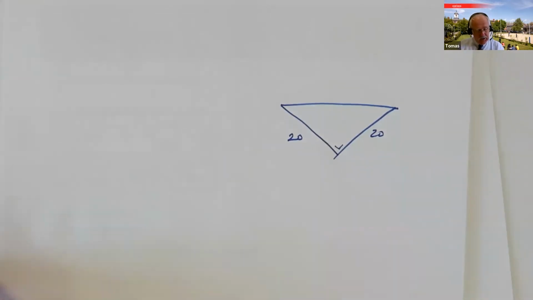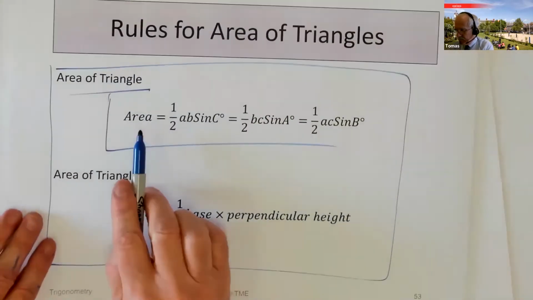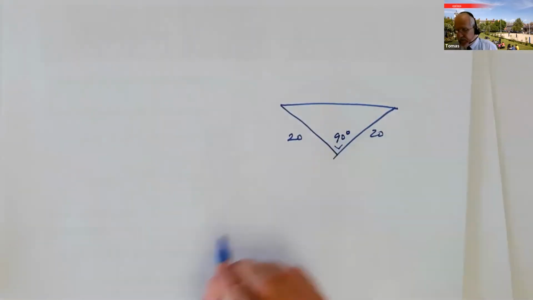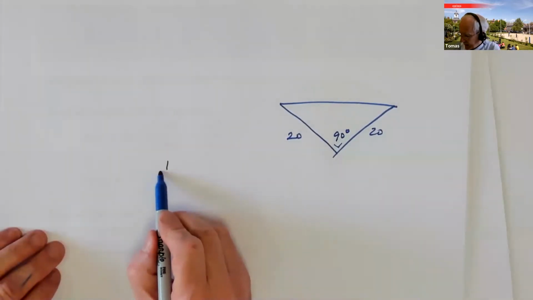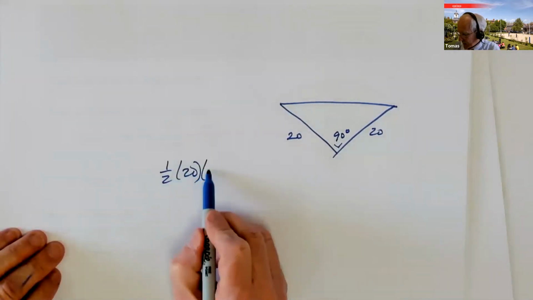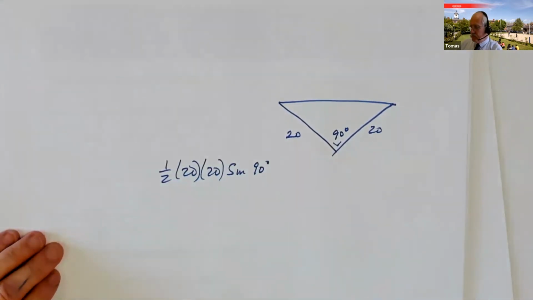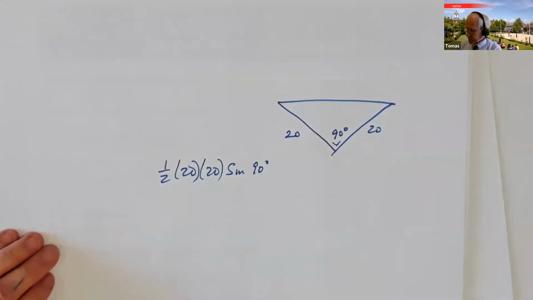The area of the triangle is given by half AB sine C. We know that that's 90 degrees. So it'll be a half, 20, 20, sine of 90. Sine of 90 is 1.